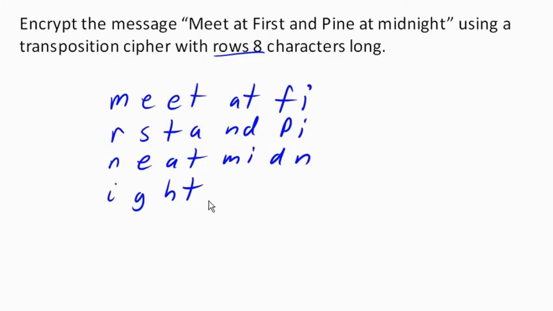Notice we got a few spaces left here, and so normally we would pad the message, which means make up some random characters. So maybe I'll add a P, X, and an R in here in order to fill it out. So that is our message jotted down. Now to create our encrypted text, we are going to rewrite the message reading down the columns instead of across the columns.